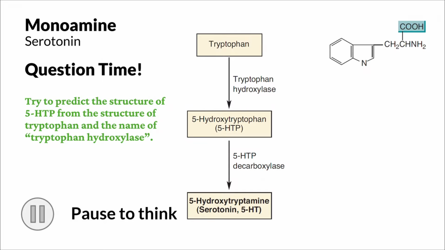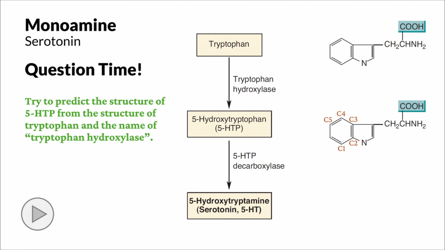Let's try to deduce the synthesizing pathway of serotonin. Firstly, there are 2 steps in the synthesis of serotonin, also called 5-hydroxytryptamine. Please try to predict the structure of 5-HTP, 5-hydroxytryptophan, from the structure of tryptophan and the name of tryptophan hydroxylase. What is its structure like? There is a small tip. The number 5 here means that the hydroxy group is on carbon 5. The carbon number labeling is shown in this figure. Can you guess its structure?